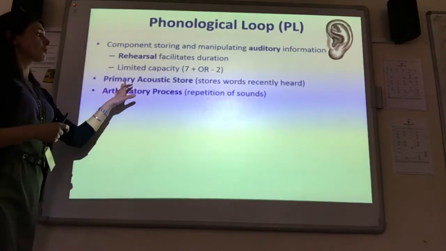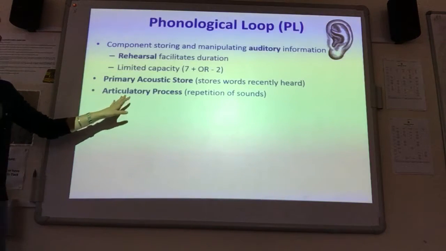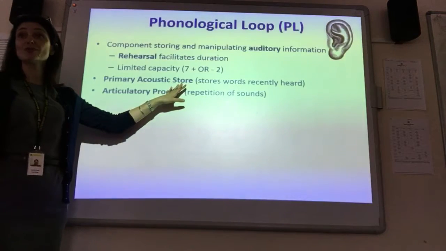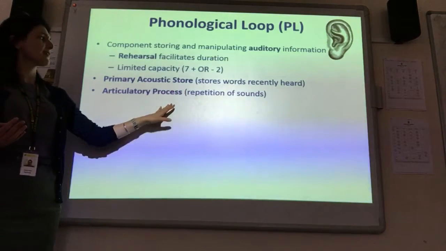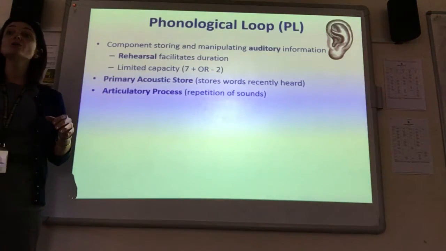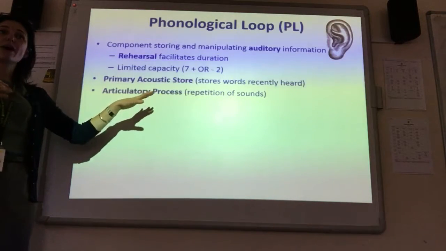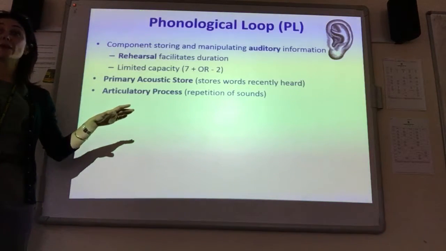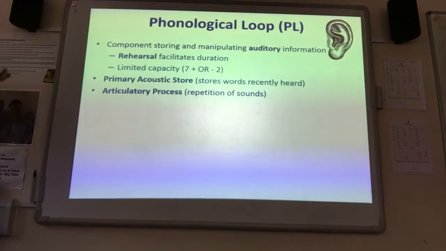One is called the primary acoustic store and one is called the articulatory process. Now, a really easy way of remembering this is that you've got one component that just stores and one component that processes, okay? Part of the phonological loop is responsible for literally holding that sound in the inner ear, whereas part of it is involved in the process of it, enabling you to repeat that sound rather than just hold it, yeah? So we have a store and a process component of the inner ear.